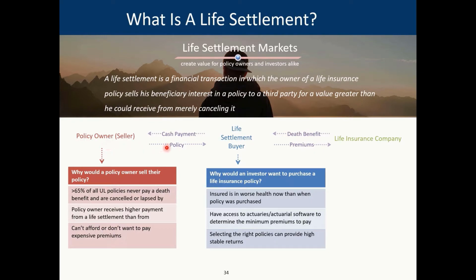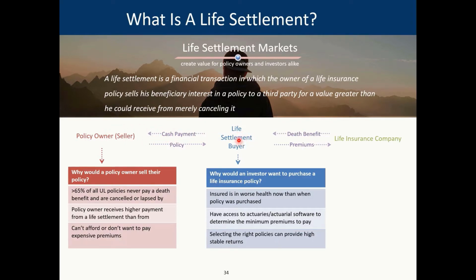So let's again look at the transaction process. The policy owner decides that he or she can no longer afford or no longer needs the policy, right? Perhaps the policy owner bought it when they were much younger and they had young children, and now they're older and their kids have grown up. They don't really need the life insurance, but they want a cash payment and want to essentially liquidate that investment and use the funds for other purposes. So essentially they're selling the policy to an investor who wants to buy the policy from them in exchange for a cash payment.